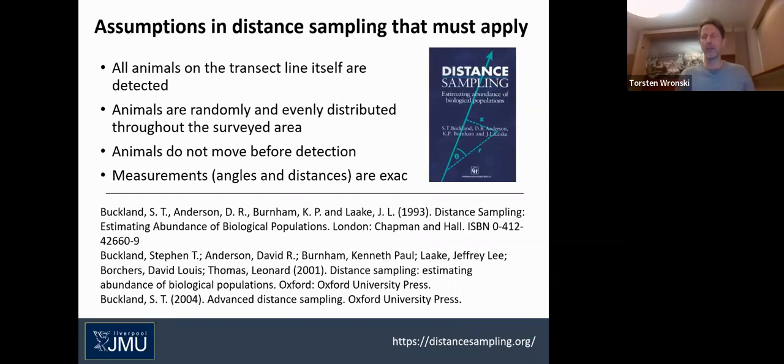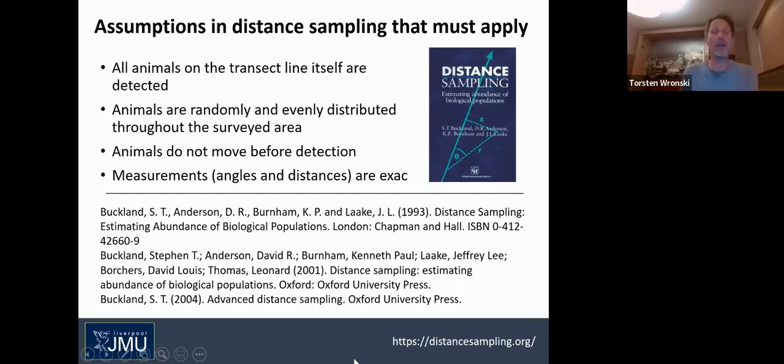Okay, this program is called Distance. The method is distance sampling, published here in a book by Buckland and colleagues: Distance Sampling: Estimating Abundance of Biological Populations, published by Oxford University Press. The software is freely available under this link.